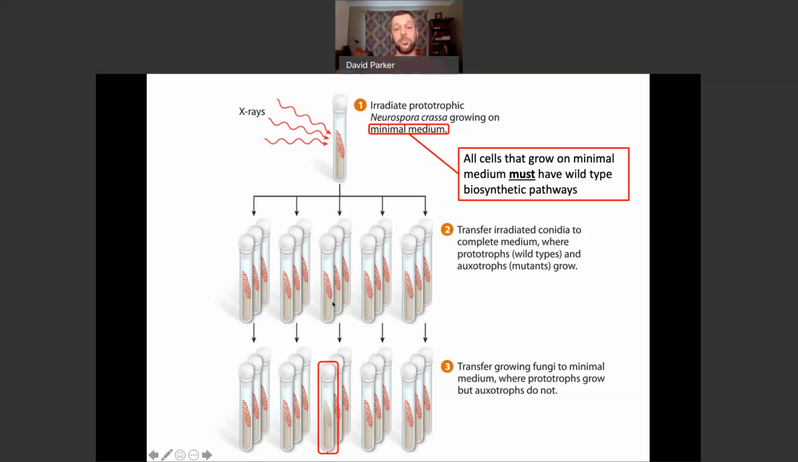And then what you're going to do is take each one of these tubes and transfer some of these cells from complete media, where all the amino acids have been added, back to minimal media, where there are no amino acids. You've got to make your own. And what you see here is that most of these mutants grow just fine, but here's one that doesn't. So that means this guy, when you took it off complete media and put it onto minimal media, can't grow. And that means it must have a mutation in some pathway that makes some amino acid, because it dies on minimal medium.